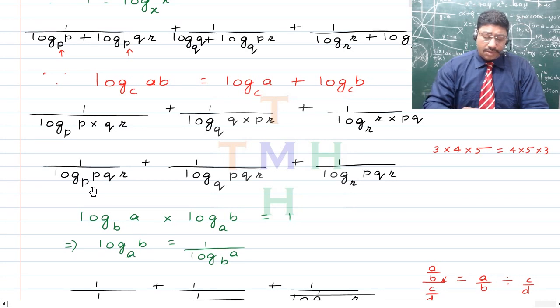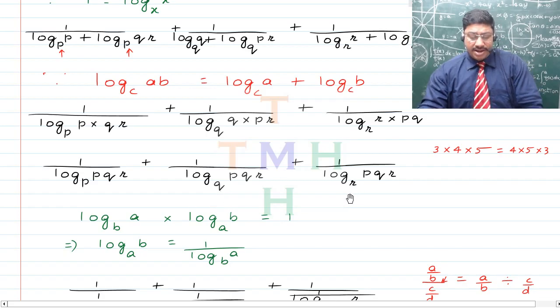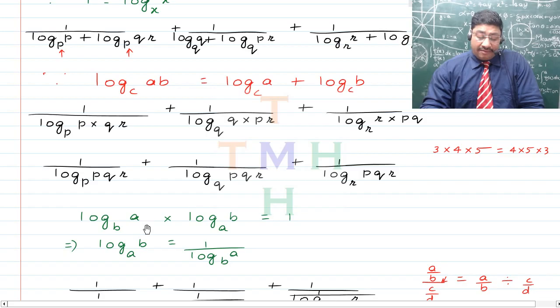Okay, now here what we have done is we found that we are finding out log of PQR in all of these three denominators, but in the first we have the base to be P, and in the second we have the base to be Q, and in the third we have the base to be R, right? So next what we do is we now talk about the log base change formula, right?